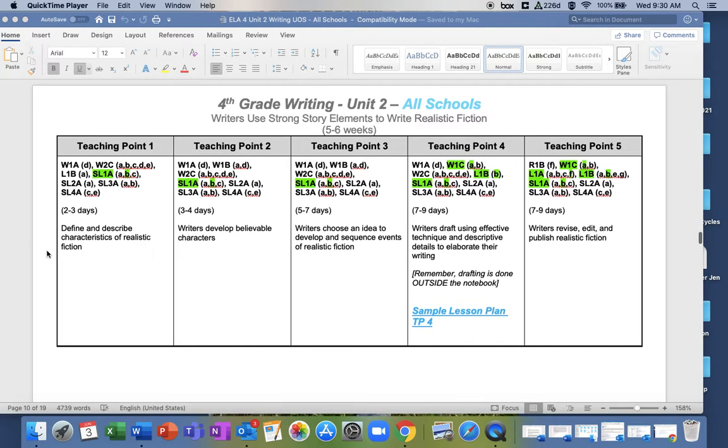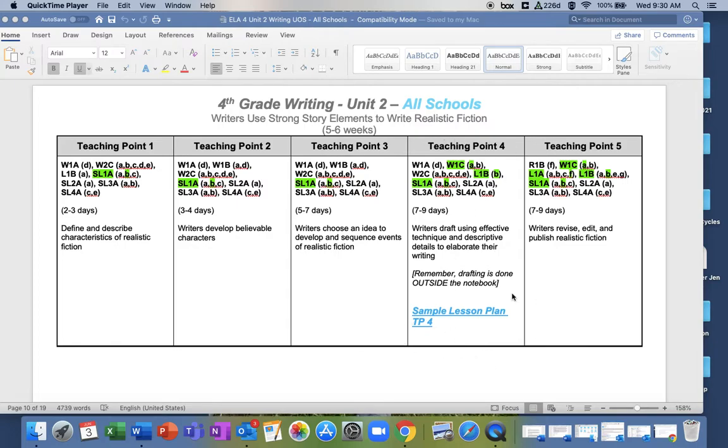And then right here, this is just a quick overview of each teaching point. Again, it tells you the standards that are embedded within each teaching point. It tells you how long, 2 to 3 days for teaching point 1, and basically what we're asking kids to know: define and describe characteristics of realistic fiction. And then it goes into teaching point 2, 3, 4, and 5.